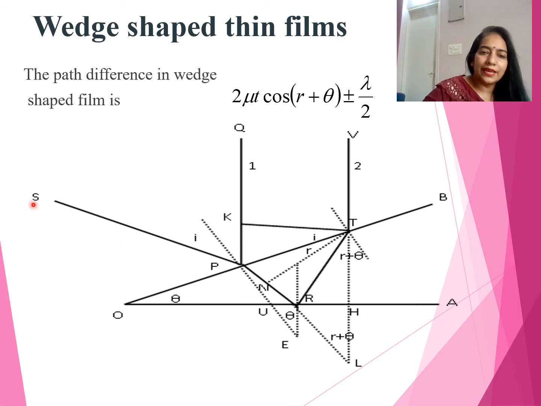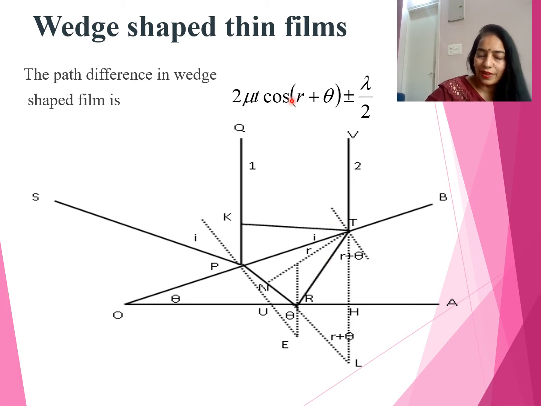Now see, SP is the incident light at the upper surface of the film at incident angle i. At the upper surface at point P, it is divided into two parts. One is PQ, which is reflected in the medium from which it is incident, and the other is the refracted light PR, which at the lower surface is also divided into two parts: the reflected ray, and the transmitted ray, which we are not showing in this diagram, otherwise the diagram becomes more complicated.